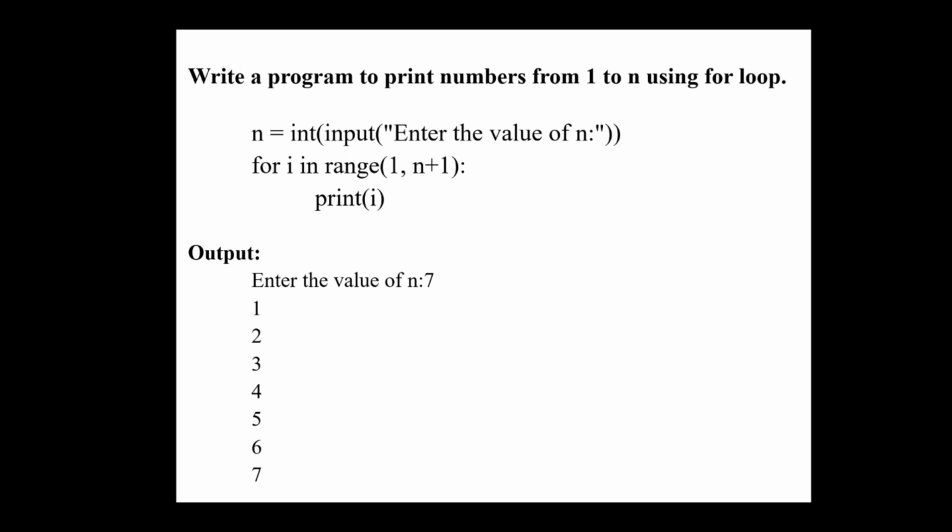It starts from 1 and goes up to n. Here we write n+1 because the last number in range is not included. And the last statement, print(i), in every loop step the value of i is printed. So the loop will print 1, 2, 3, ... n. So if you enter 7, then the output will be 1 2 3 4 5 6 and 7.